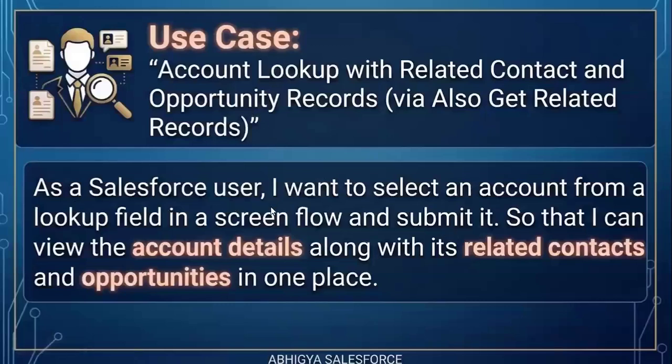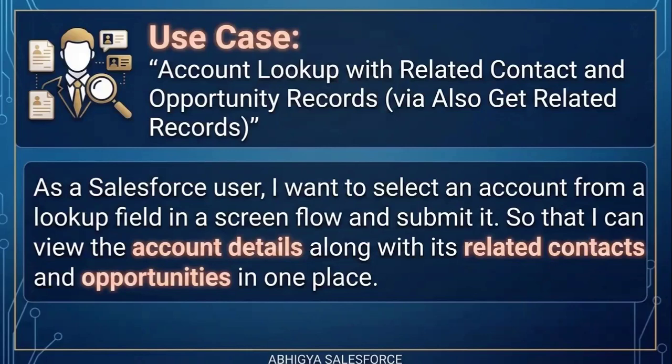As a Salesforce user, I want to select an account from the lookup field on the screen flow and click on the submit button. I can get the account details along with the related contacts and opportunities in one place. So the user can select the account name, then click on the submit button, and in a single place at a time, he can view the account, contact and opportunity record details. So it is very user friendly, right?